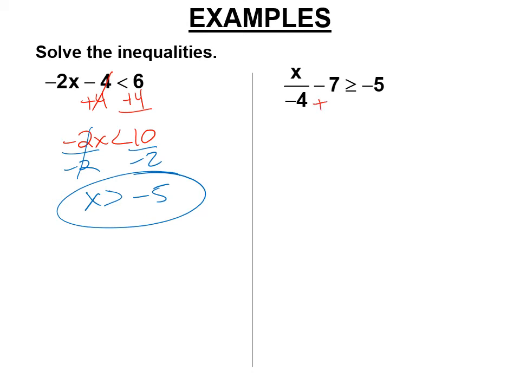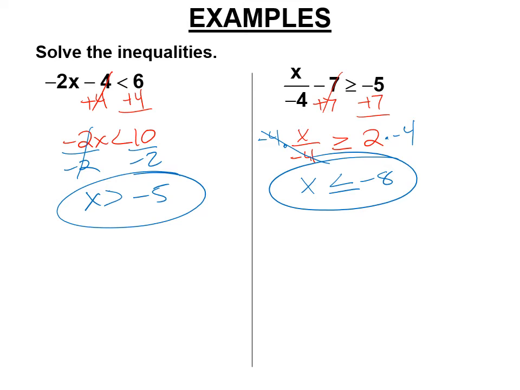Okay, let's see that again. So we're going to add 7 to both sides. x divided by negative 4 is greater than or equal to 2. So far, so good. But now we're going to multiply both sides by negative 4, to get rid of that negative 4 that's dividing x, and we have x, 2 times negative 4 is negative 8, and we have to flip the symbol, and the correct answer is x is less than or equal to negative 8. So how can we tell if we're going to have to do this flipping of the symbol before we even start?